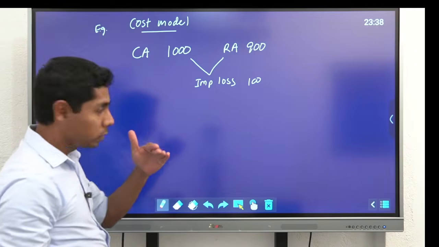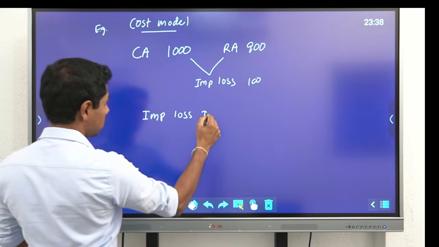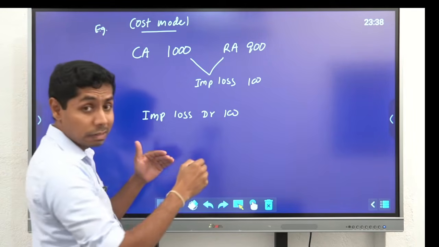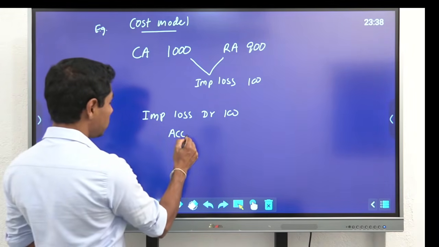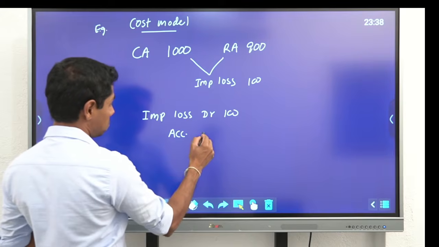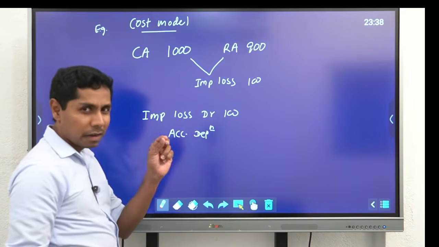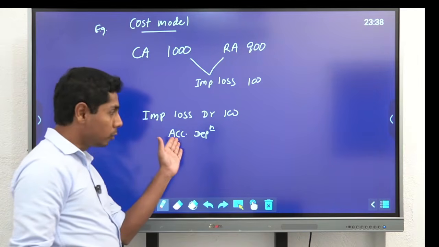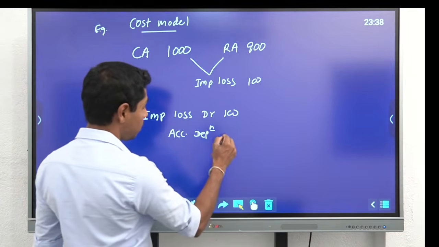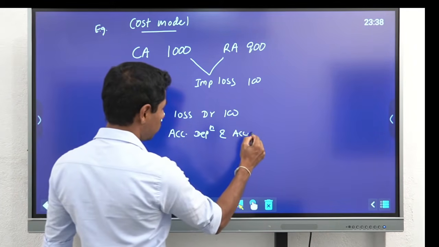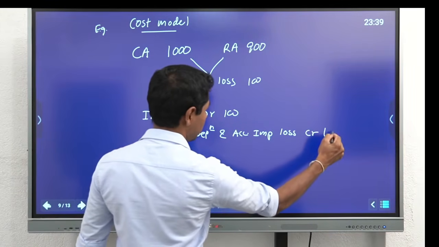So the double entry for this is impairment loss account debit 100. I told you this is another expense, right? Then accumulated depreciation, and I'm using the combined account, right? Combined account, accumulated depreciation and accumulated impairment loss, right? Accumulated depreciation and accumulated impairment loss account credit 100.